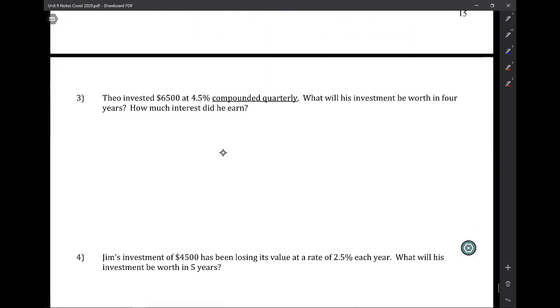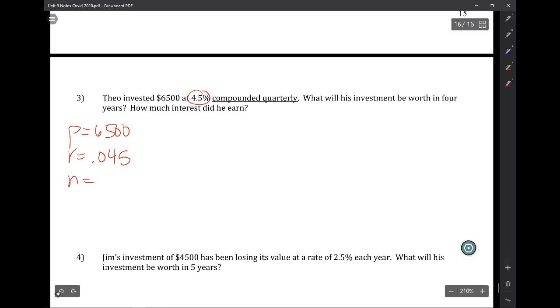Number 3, Theo invested $6,500 at 4.5% compounded quarterly. What will his investment be worth in 4 years, and how much interest did he gain? So in this case, this is an investment. So he puts $6,500 into an investment at a rate of 0.045. So I converted my percent to a decimal. Compounded quarterly. So quarterly, again, think quarters. Quarters, there's 4 in a dollar, so quarterly would be 4 times a year. And after 4 years, so time is 4.